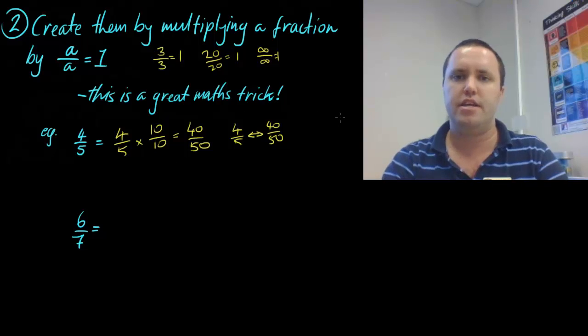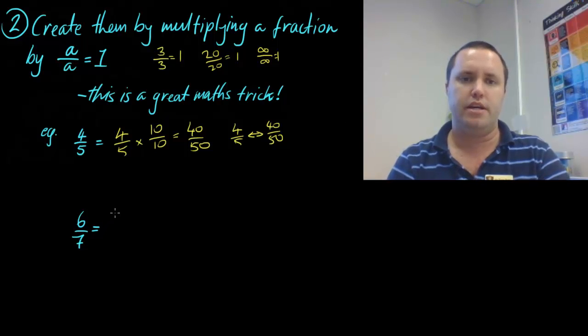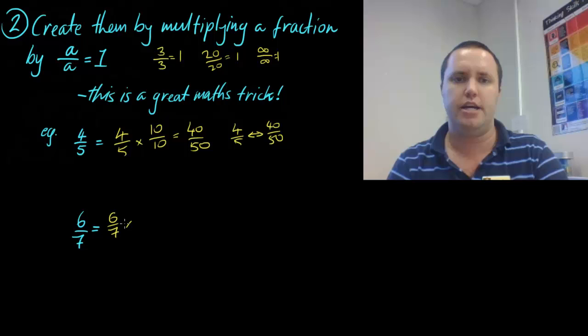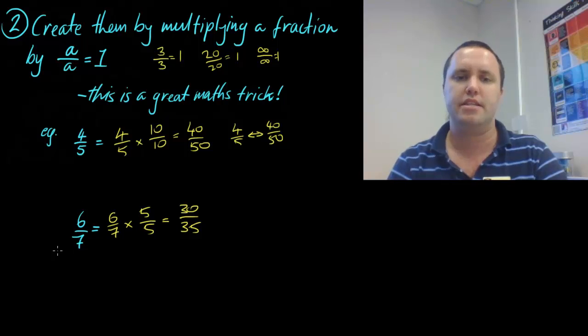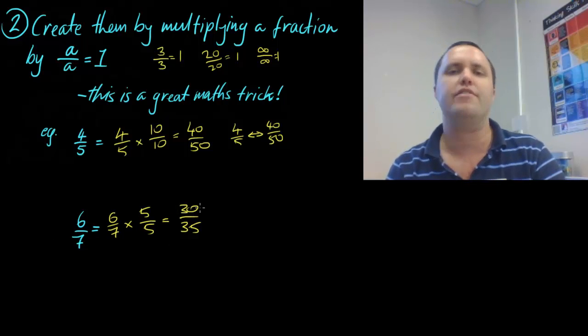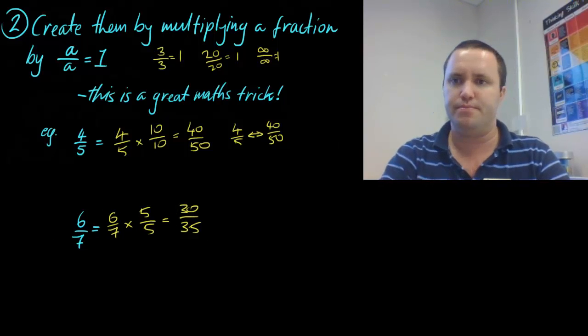Right, 6/7, we can do it with that one as well. We can have 6/7 times 5/5. So that would be 30/35. So 6/7 and 30/35 are equivalent fractions.